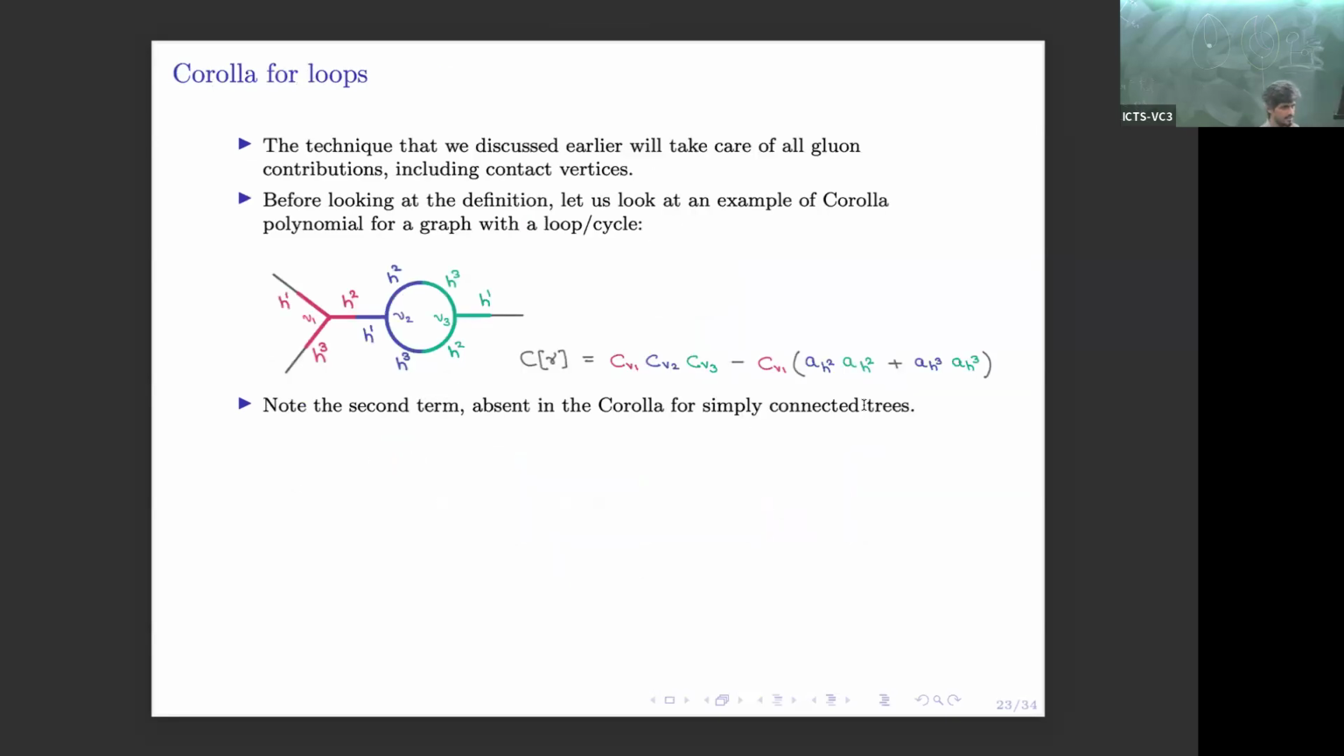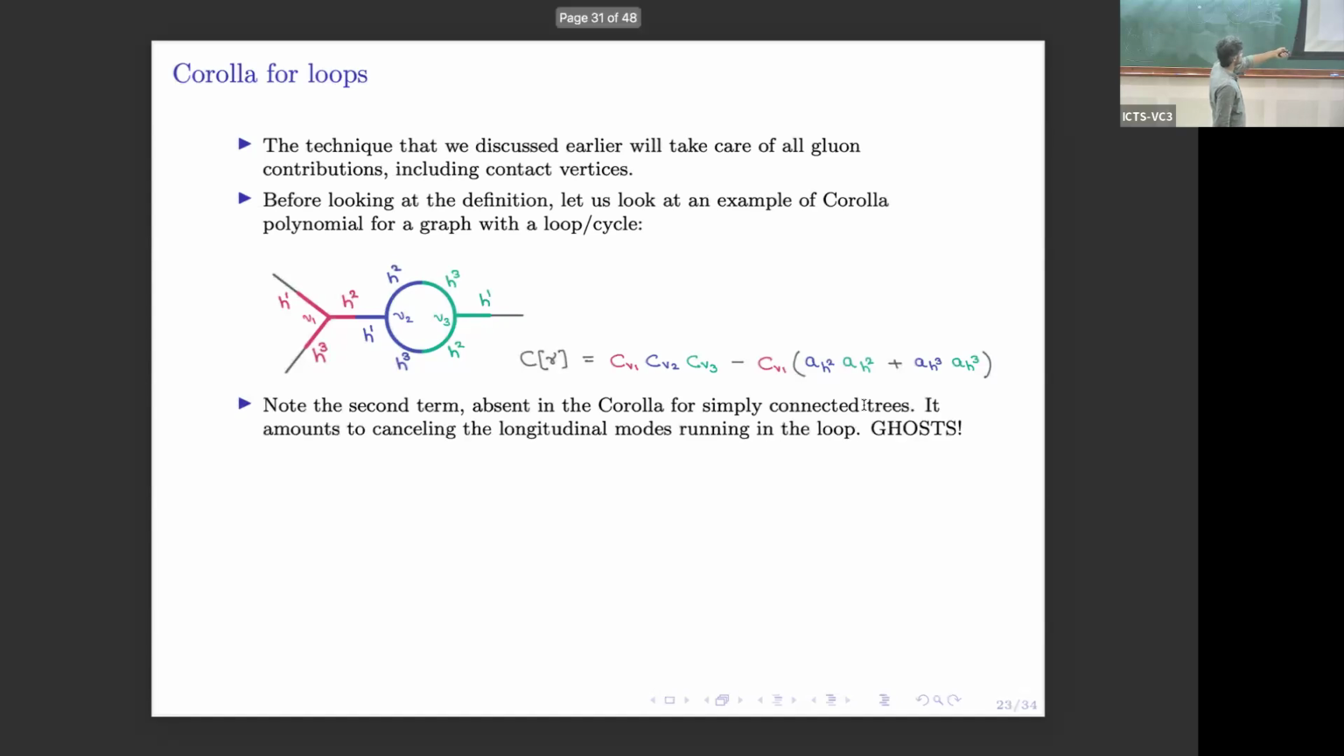Let's try to understand with an example. Let's say we have this graph, and I redefine my C like this. So CV1, CV2, CV3 is just like what we had earlier. If it was a tree level graph, this is what we would have. And now this is an extra piece, defined like this so that it cancels all the longitudinal modes running in the loops. So in a way you don't need ghosts as well.